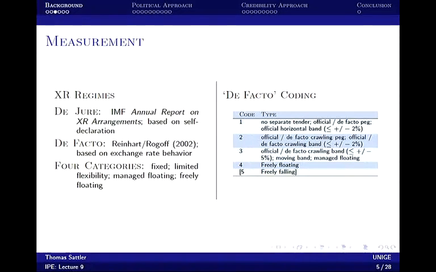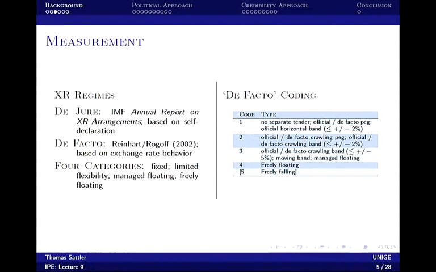That happens sometimes, but not that much. But then we can have an official or de facto peg, and that's the case if we have a horizontal band. A band means an exchange rate can vary vis-a-vis another exchange rate, and it's horizontal, right? The price of this exchange rate doesn't gradually decline. It floats around a horizontal line, and it doesn't float more than plus or minus 2%.